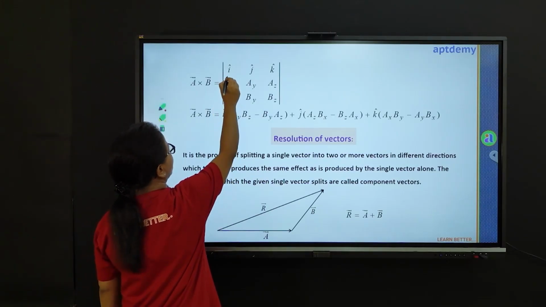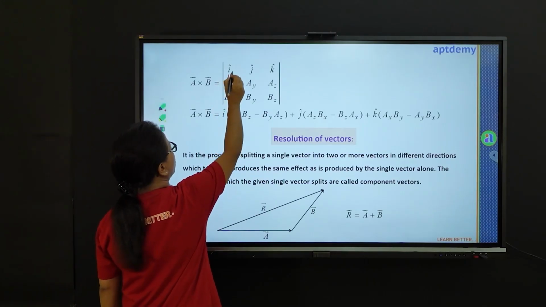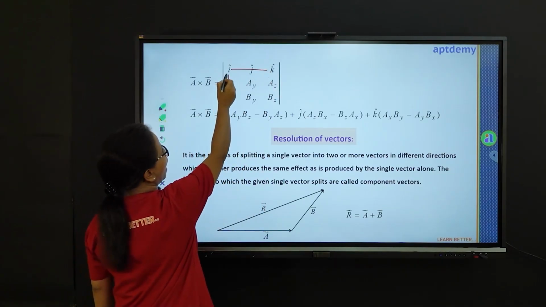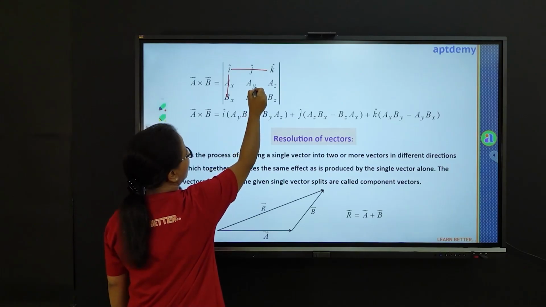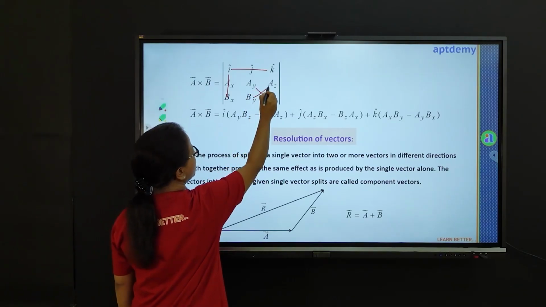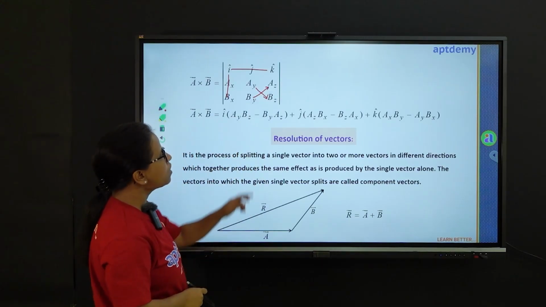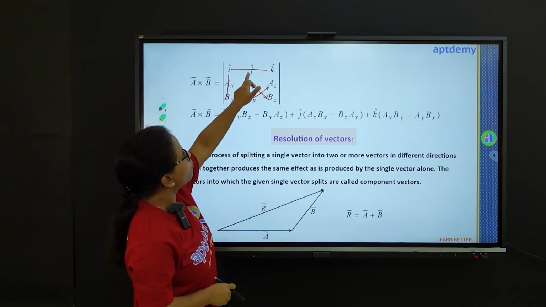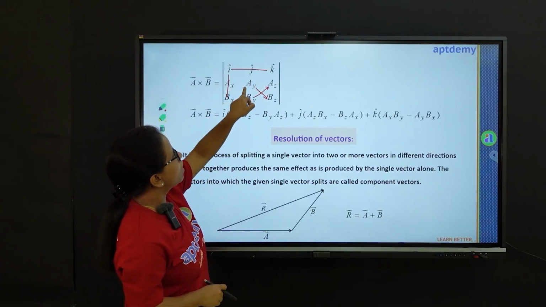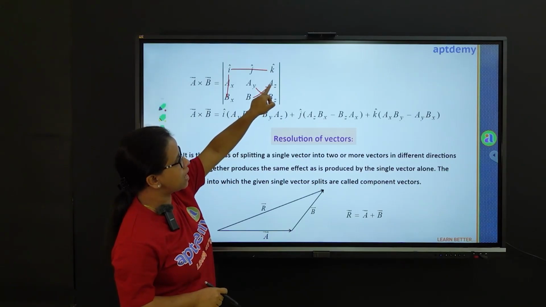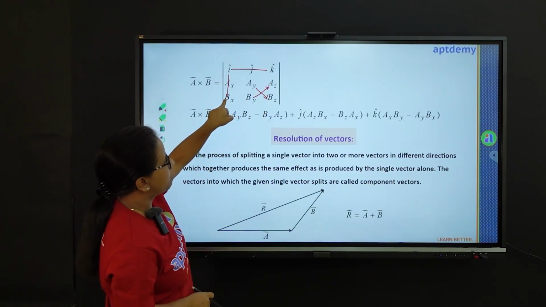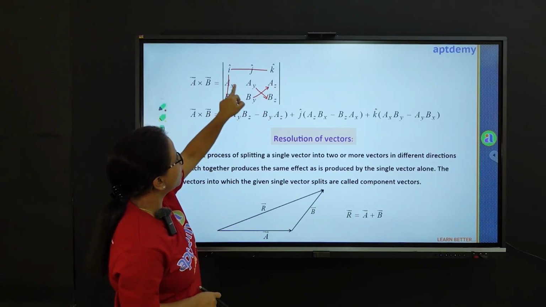Now you have to neglect this particular row, neglect this particular column, and then you are left with i cap into (AY BZ minus BY AZ). Now whenever you are considering the middle, you have to neglect that particular row and the particular column and continue. You are at AZ, so you start from AZ: AZ BX minus BZ AX.